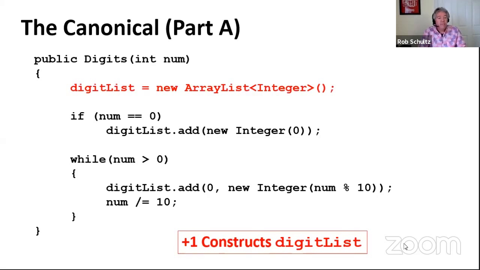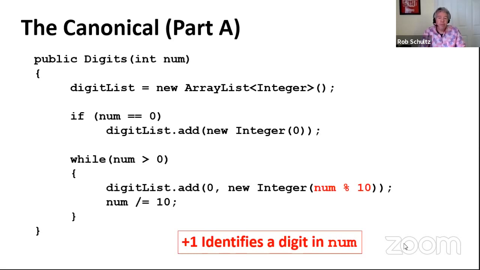The very first line, we say digit list equals new array list integer. So we are constructing digit list. That is okay. So there's our first point. The second point, do we identify a digit in num? Yes, we do with num modulo 10.